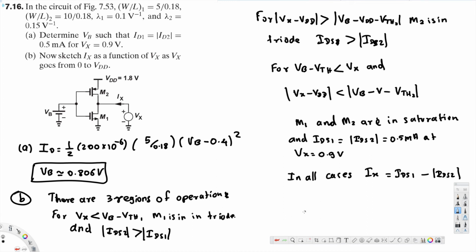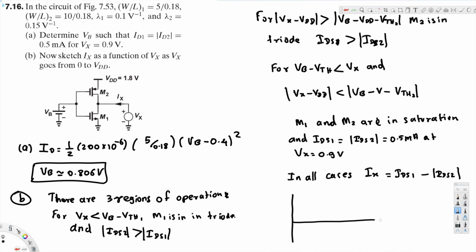Now let's go ahead and draw the graph. So the graph will look like this. We draw the graph in terms of Ix and Vx. This is Vx and this one is Ix. The graph will look like this. And this is 0.9 voltage. And that's how we do this kind of problems.